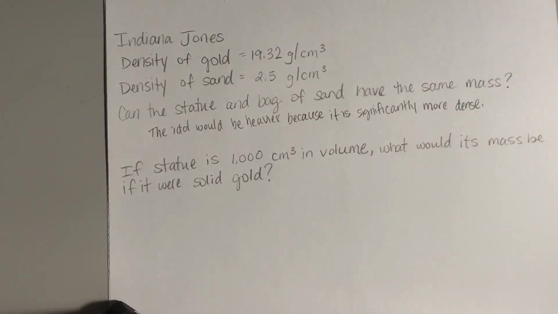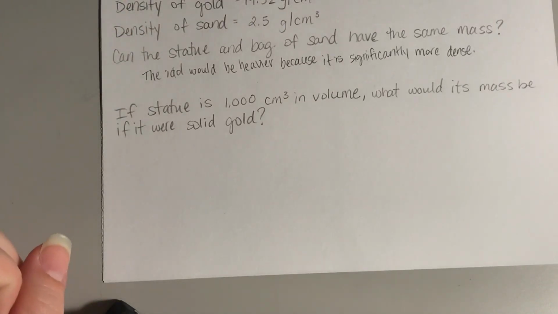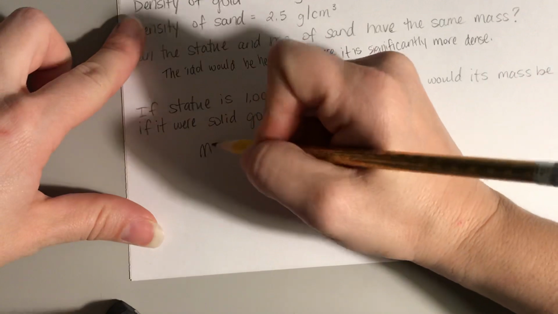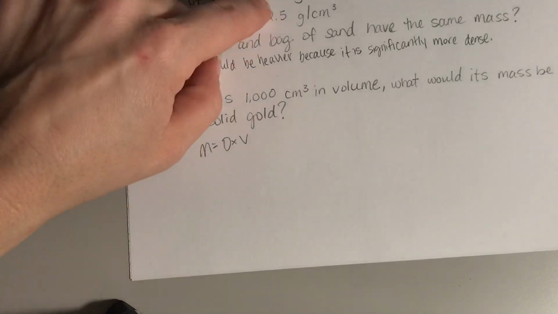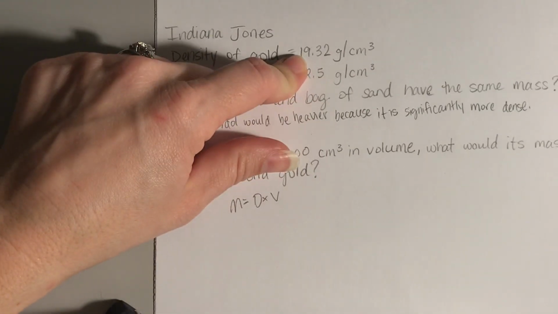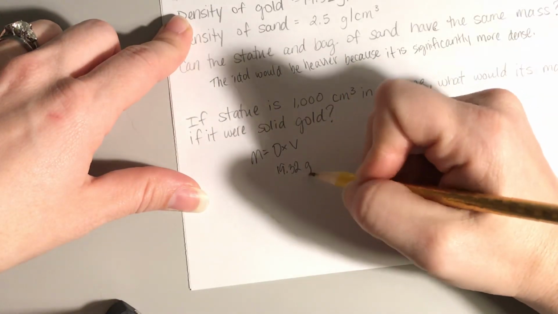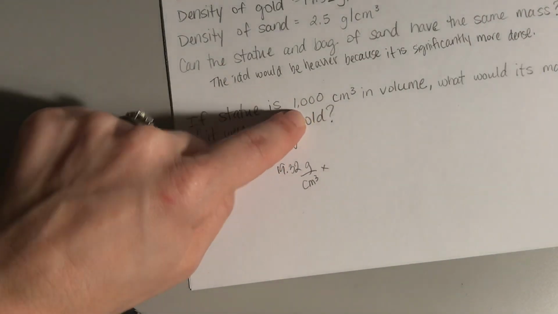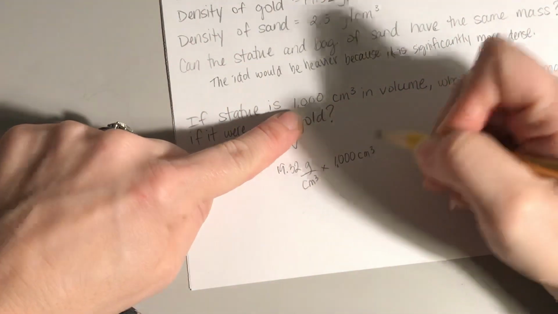Okay, next one is, assuming the statue is about 1,000 cubic centimeters, what would its mass be if it were solid gold? Okay, so we know the density. To find mass, it is density times the volume. So we take this number, the density of gold, 19.32, and it's grams per cubic centimeter. And we multiply that by the volume, which they're saying, all right, assume it's 1,000 cubic centimeters.